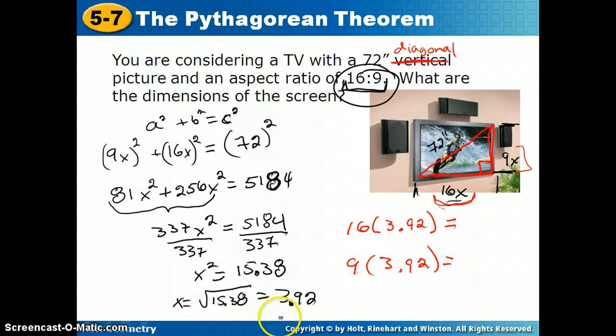Yeah. And watch out, because the reason I remind you guys, getting x doesn't always answer the question. It might just be a step along it. And in this case, the dimensions were 16 times x and 9 times x. So once I got my x, I plug it back in. That's where I get my final answers of 35.3 inches by 62.72 inches.